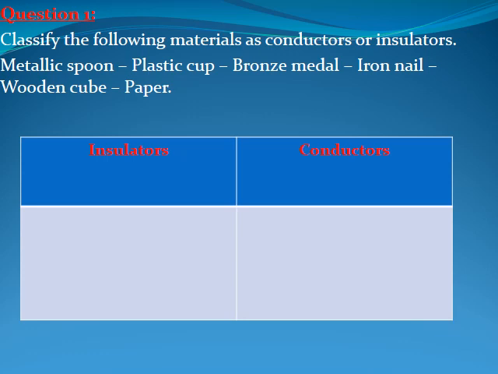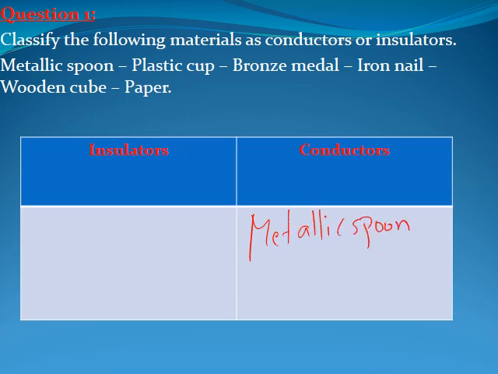Let's start with the first examples: metallic spoon, plastic cup, bronze medal, iron nail, wooden cube, and a paper. Let's start with the metallic spoon. It is metal, so it's a conductor. You have to write it here, in the case of conductors. This is the metallic spoon, it's a conductor.